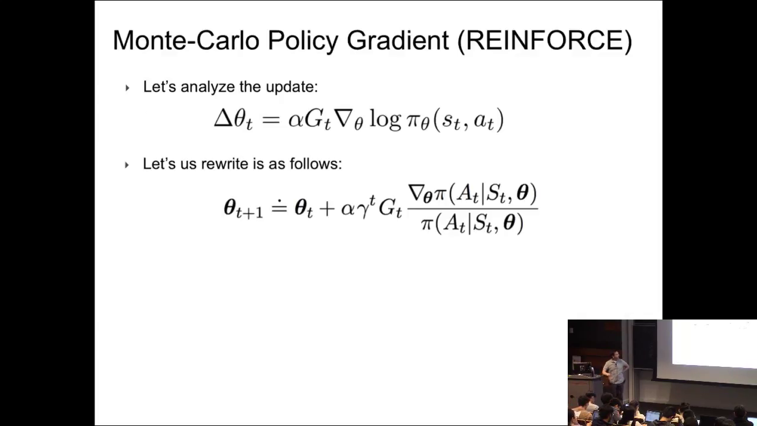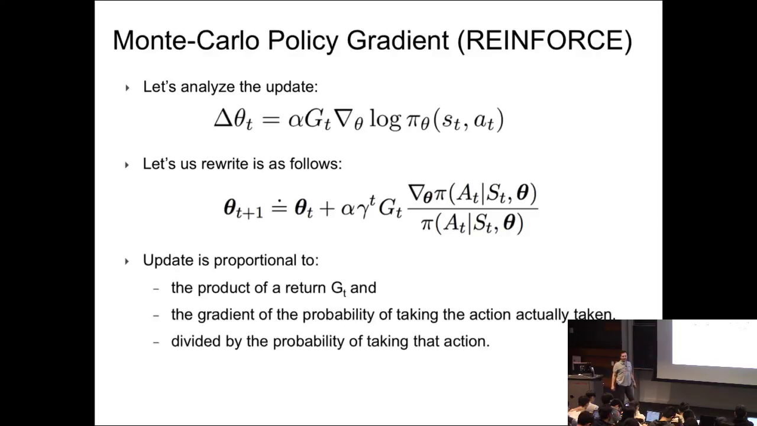So let's analyze the update. This particular update of reinforce. And let's rewrite it as follows. It's the gradient of the policy divided by the policy, right? That's the gradient of the log. So the update is proportional to the product of the return, right? This is what you're doing. And the gradient of the probability of the action actually taken, divided by the probability of taking this action.